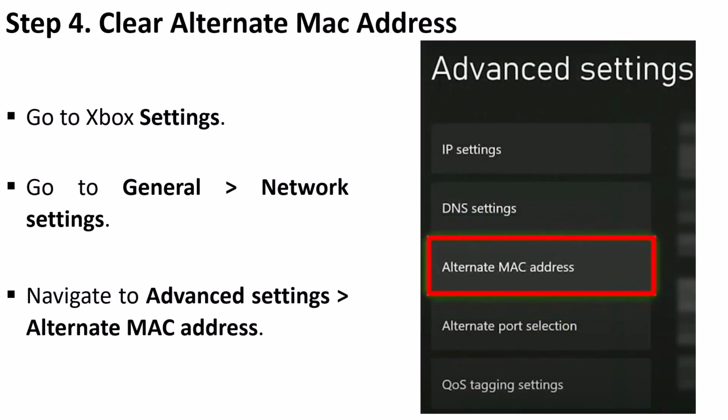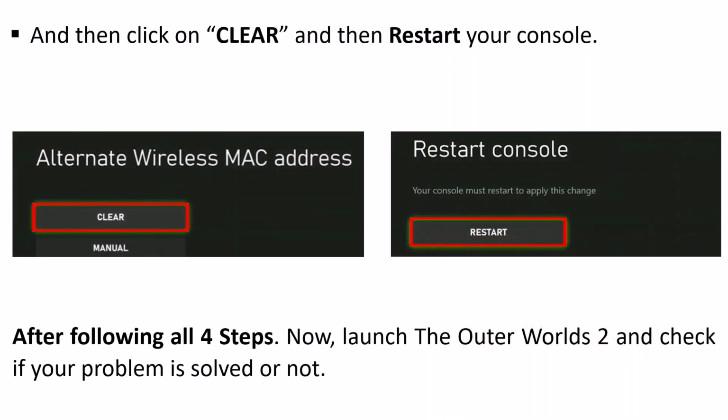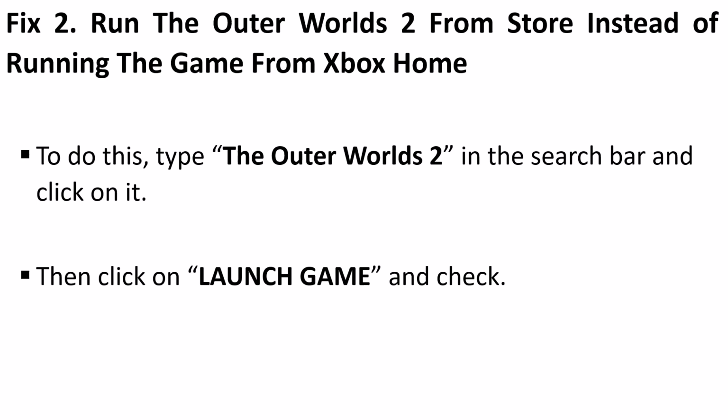Step 4 is to clear alternate MAC address. So go to the Xbox settings, go to General, Network Settings, navigate to Advanced Settings, Alternate MAC address and then click on Clear and then restart your console. Now after following all the 4 steps, you can launch the Outer Worlds 2 game and check if your problem is solved or not.